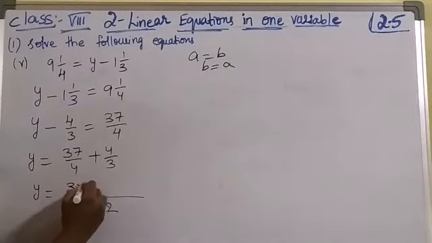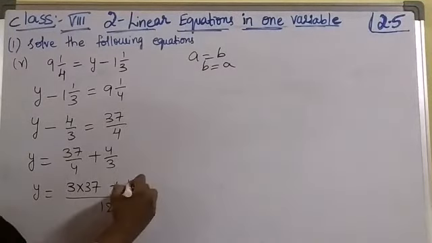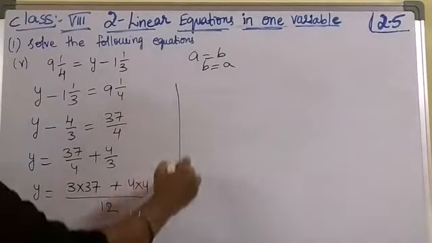In 12, 3 times. So 3 into 37 plus 3, how many times will it go in 12? 4 times. So 4 into 4. Right?